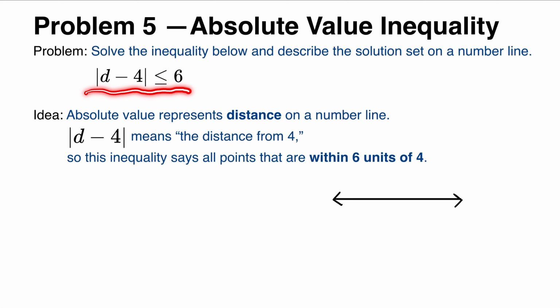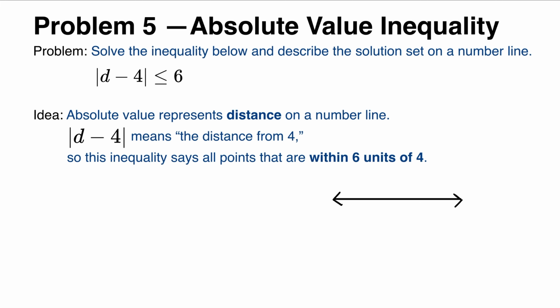to 6. Now, the absolute value of d minus 4 measures how far d is from 4 on the number line. This inequality says that distance must be less than or equal to 6, as you can see right here, less than or equal to 6. That means d can be at most 6 units away from 4.